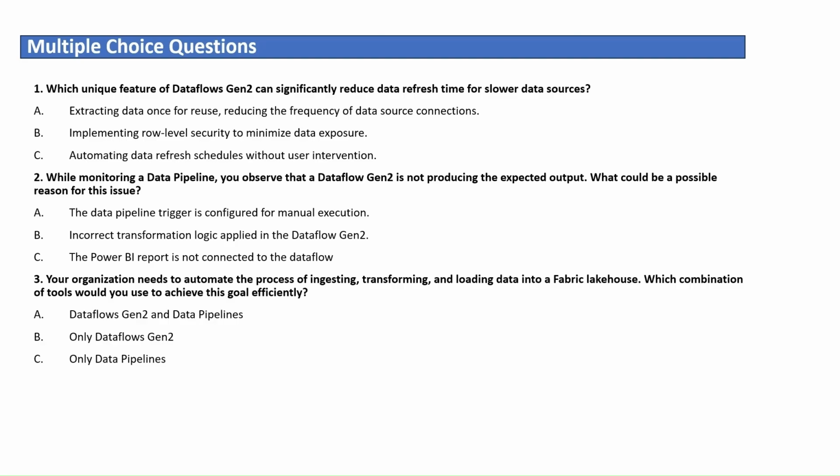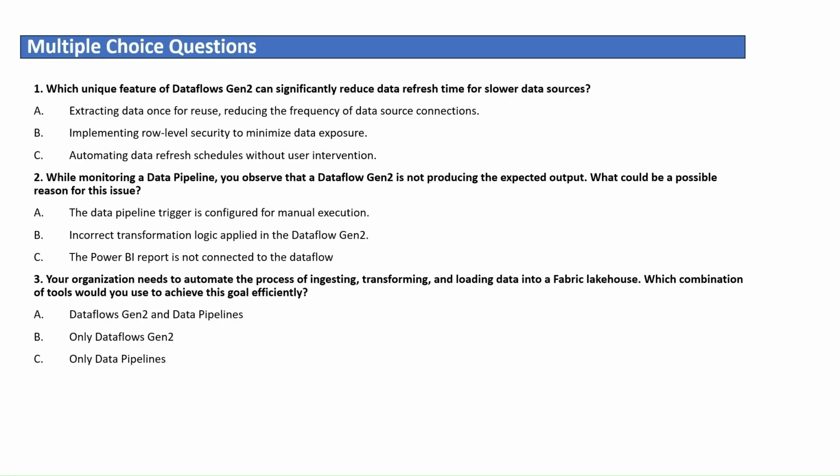All right, friends. So let's solve a few of the MCQs pertaining to our discussion today. Number one question is, which unique feature of Dataflow Gen 2 can significantly reduce data refresh time for slower data sources? Option A, extracting data once for reuse, reducing the frequency of data source connection. Option B, implementing row level security to minimize data exposure. Option C, automating data refresh schedules without user intervention.